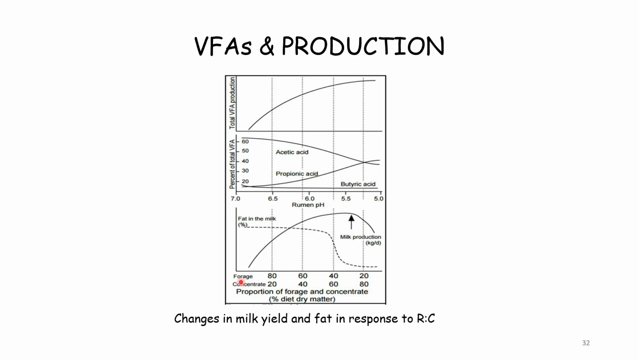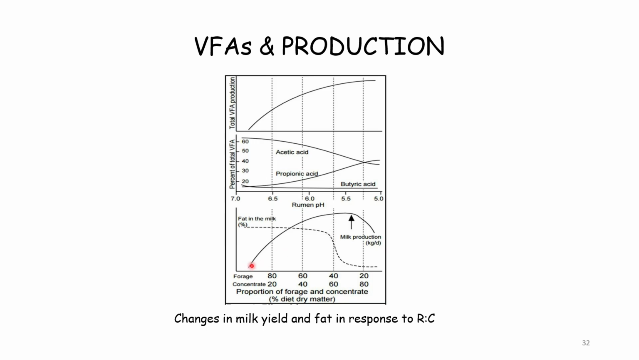So if you decrease the forage and increase the concentrate, as you can see here, acetic acid decreases, propionic acid increases, and butyric acid has no effect. But as you can see here, fat percent in the milk decreases. So at 40% forage, 60% concentrate, the fat percent in the milk drops. But until the 40-60 forage and concentrate ratio, fat percent is the same.